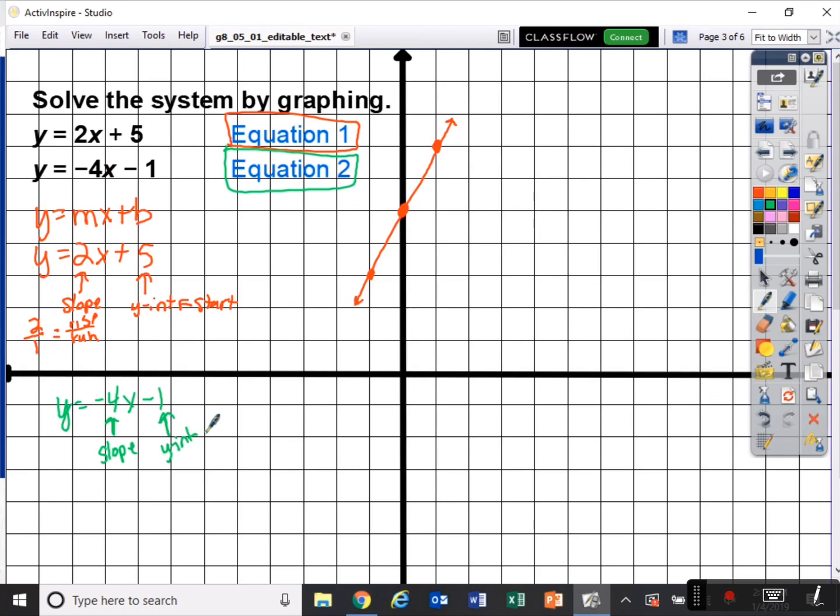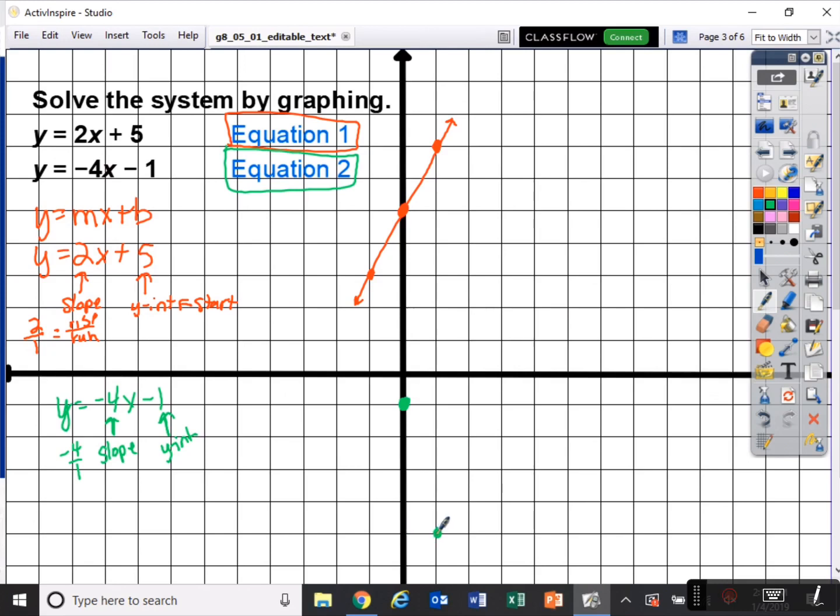Remember, we start at the y-intercept, so I'm starting at negative 1. I'm doing my slope. It's rise over run, and this is a whole number, so we put it over 1. So it's negative 4 over 1. I can't rise negative 4. The negative simply tells me to go down. So I'm going to go down 1, 2, 3, 4. The 1 on the bottom is positive, so I'm going to the right 1.